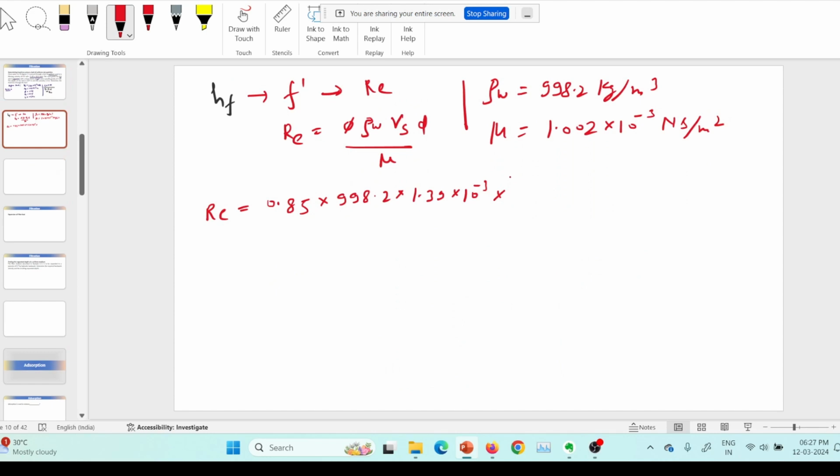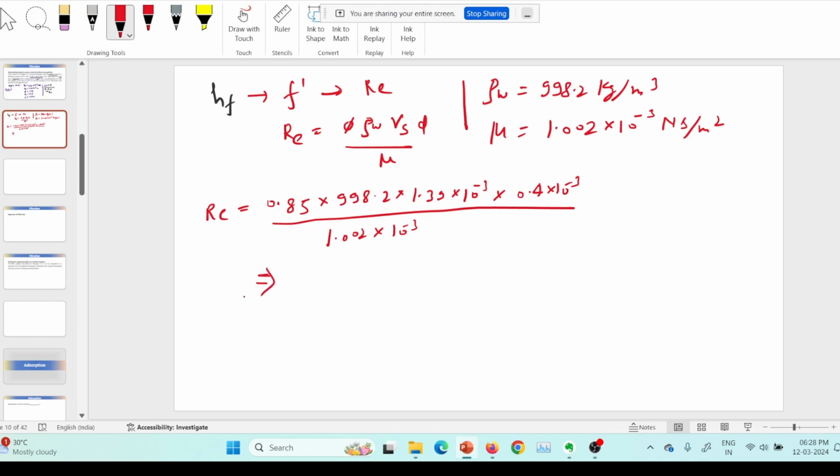So 0.4 into 10 to the power minus 3, divided by dynamic viscosity. What is dynamic viscosity? It is 1.002 into 10 to the power minus 3. So we will solve it.